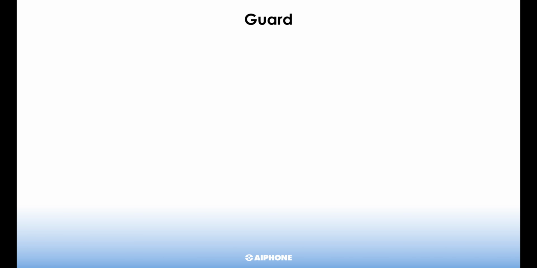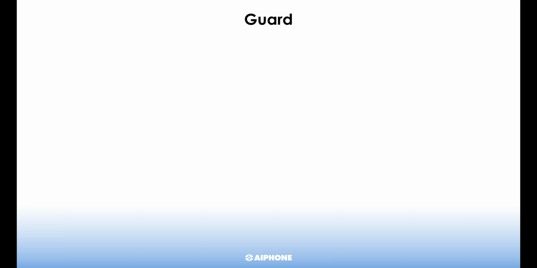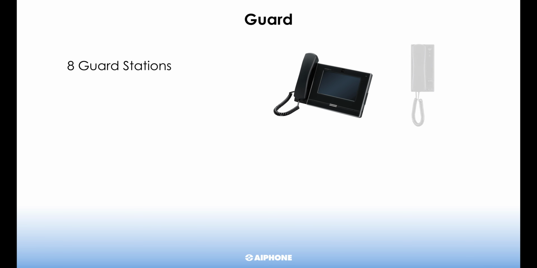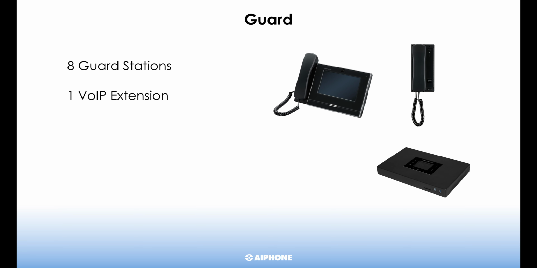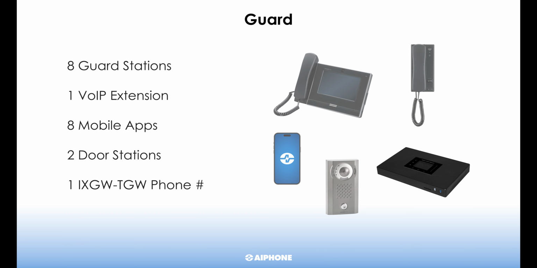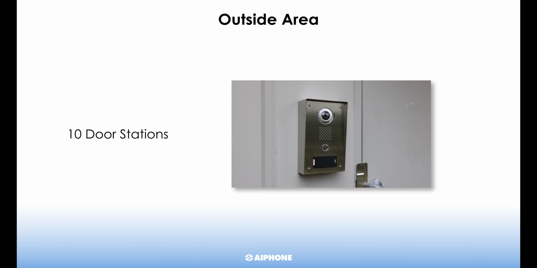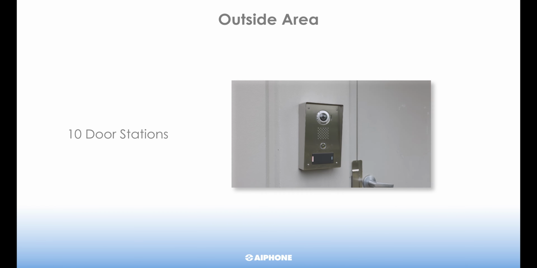The guard unit's main use is going to be for security desks or guard shacks. In this unit, we can have up to 8 total IXG-MKs and IXRS answering stations, 1 registered VoIP extension, 8 mobile apps, 2 door stations, and 1 registered phone number with the IXGW-TGW. The outside area unit is for housing door stations. In this unit, we can hold up to 10 door stations. These are usually used for door stations outside of a commercial building or for housing emergency stations.